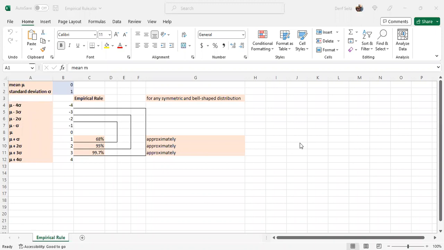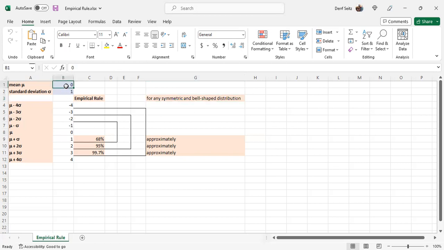This video explains the concepts and calculates the sigma boundaries for the empirical rule. The empirical rule applies for any distribution that is symmetric and bell-shaped. Normally you think of a bell as being symmetric, but to make it clear, a symmetric and bell-shaped distribution.